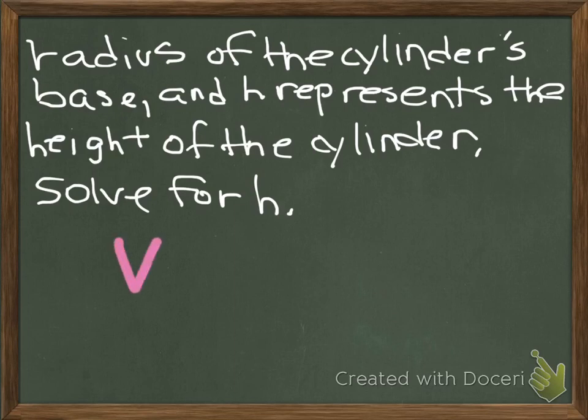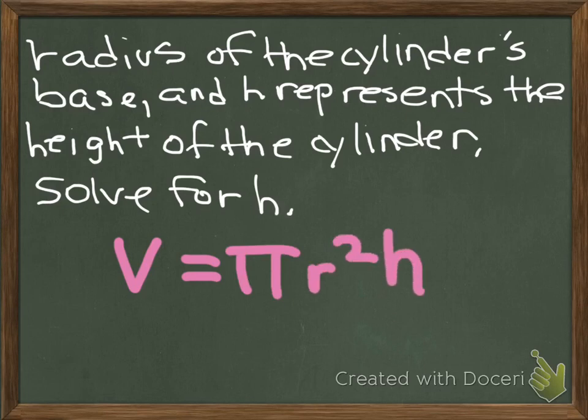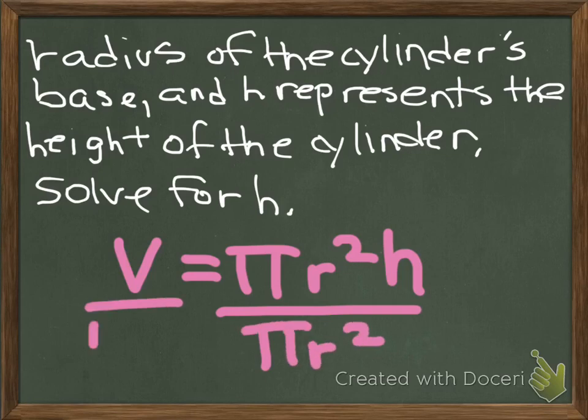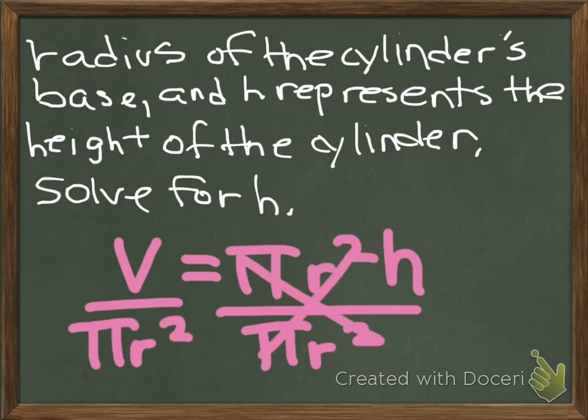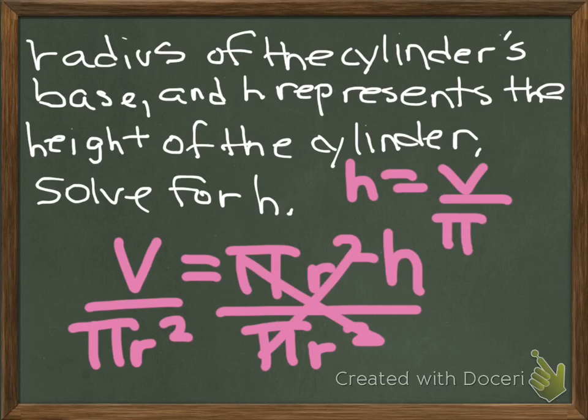So the formula was v equals pi r squared h. We need to get everything away from the h except for the h. So we need to cancel out the pi r squared. Since this is all multiplication on the right side, we can take the pi and the r squared at the same time and divide both out. And whatever we do to one side, we do to the other. So that becomes 1, and then we have v over pi r squared. So this would be our formula where we solved for h.